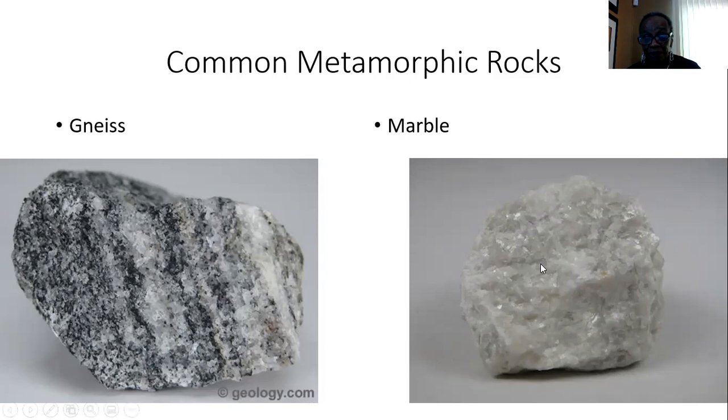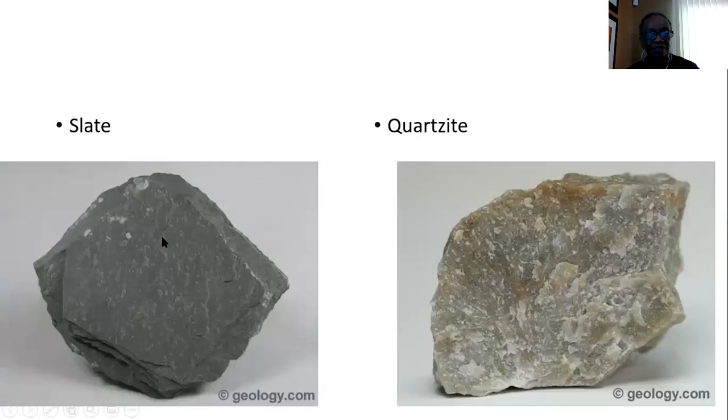All right, marble on the other side is non-foliated. Marble used to be limestone, but it has been exposed to heat and pressure. So we have marble, which is non-foliated, that used to be limestone. Gneiss, which is foliated.